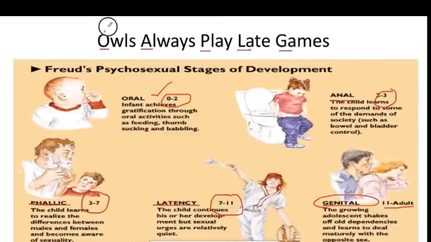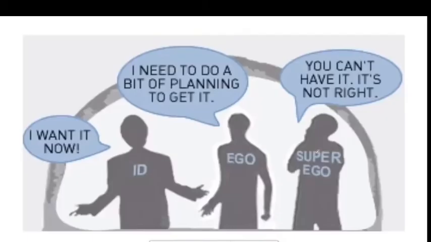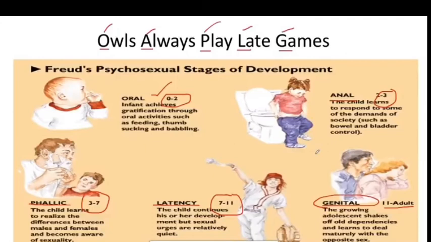Owl here is for oral stage, then anal, phallic, latency, and genital stage. Okay, so owls always play late games. That is our mnemonic for psychosexual theory according to Freud. Okay, so these are the two theories according to Freud, your psychoanalytic theory and psychosexual stages of development theory.